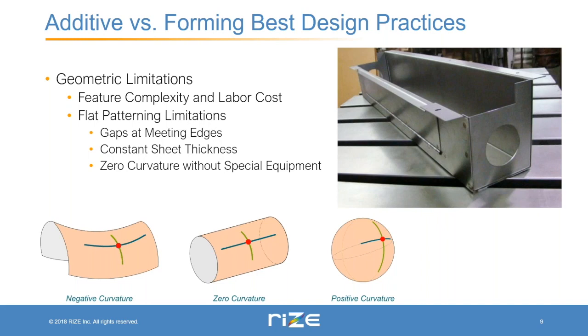Finally, it's very difficult to produce anything but zero curvature products without special equipment. Zero curvature would be if you start with a flat sheet and then curve it along some radius. You won't be able to then curve it along a perpendicular radius in the same region. You won't be able to produce sphere-like objects or saddle-like objects without equipment that's been specifically designed to produce those things, and that can be an expensive process.